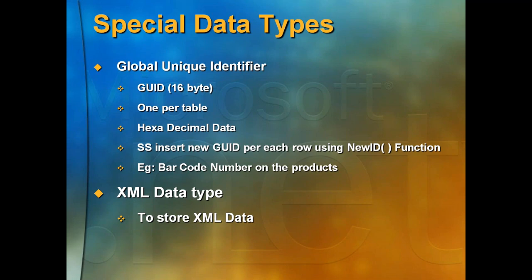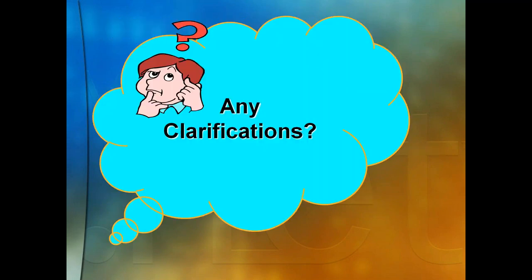So XML is semi-structured data. It is not completely structured data like table form. It is not in the table format. It will have a tags format. This is the data called semi-structured data. Clear? So this is very, very important, guys. Clear? Any questions?